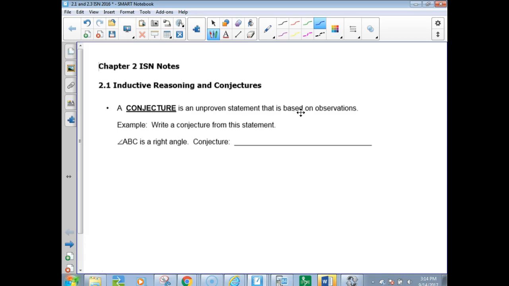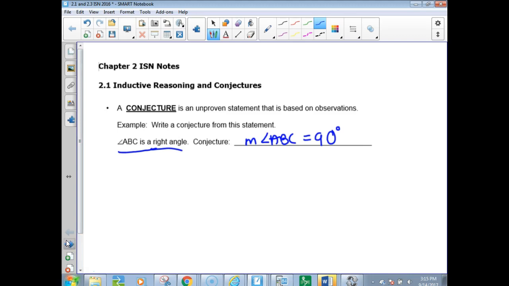A conjecture is an unproven statement that's based on observations. Write a conjecture from this statement. Angle ABC is a right angle. The conjecture would be the measure of angle ABC equals 91. Can't be 91. It says it's a right angle. If angle ABC is a right angle, you can conclude that the measure of it is 90. It has to be. No, not counter. This one's just make a conjecture. So if we are told you have a right angle, then it measures 90. Okay, that's it. That's a conjecture.